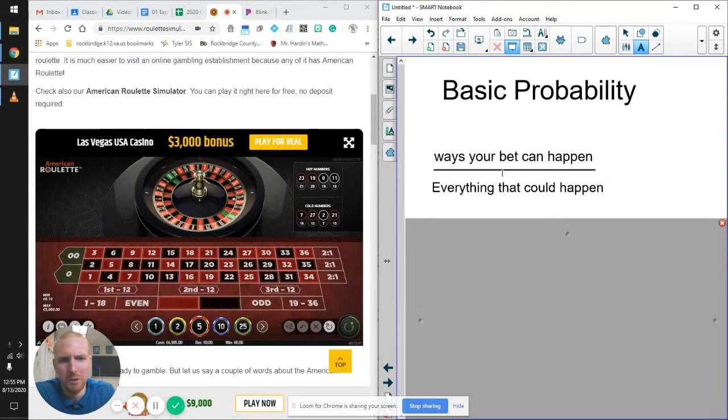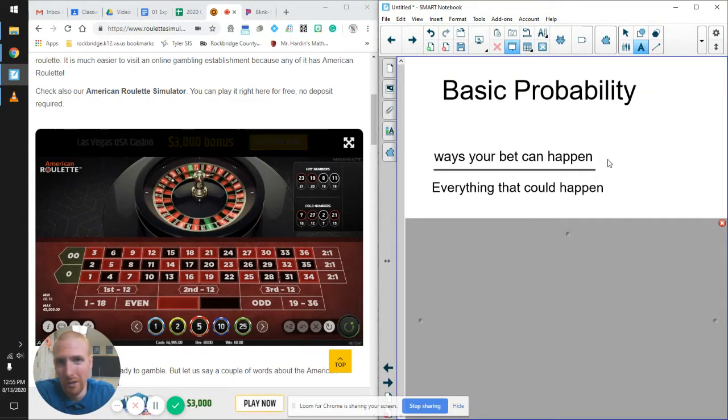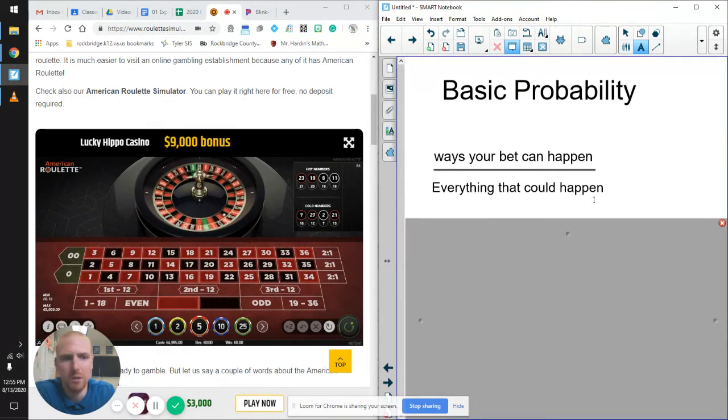Just to remind you, when you calculate probability, no matter how complicated it gets, and some of these get a little more involved, it always boils down to a ratio, a fraction. On top is the ways that your bet can happen, the thing you're trying to make happen. If you're flipping a coin and you want it to be heads, then that can happen one way. Now on the bottom is everything that could possibly happen. Again, with a coin, there are 2 things that can happen. So 1 out of 2 chance.